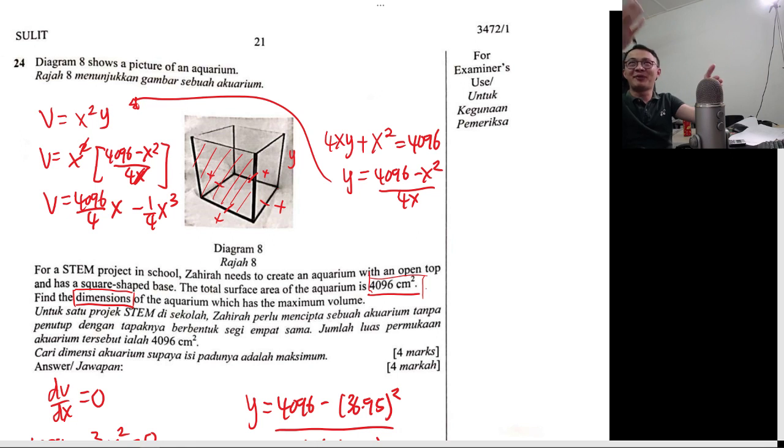I mean xy. So you see here you have 1xy, 2xy, 3, 4xy. And the base, this one is the base. Base is x squared, isn't it? So I get 4xy plus x squared. Because this one only has 5 surfaces. The top is open, the top is empty. So you shouldn't add the top in this case.